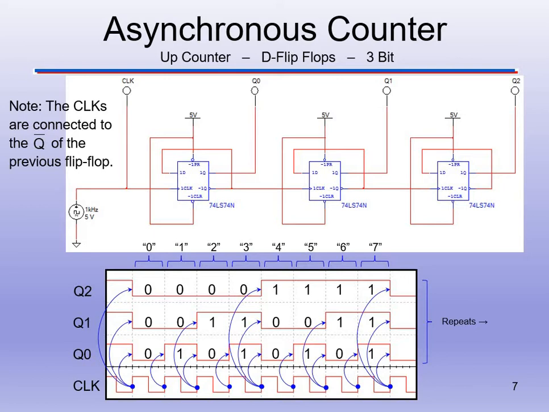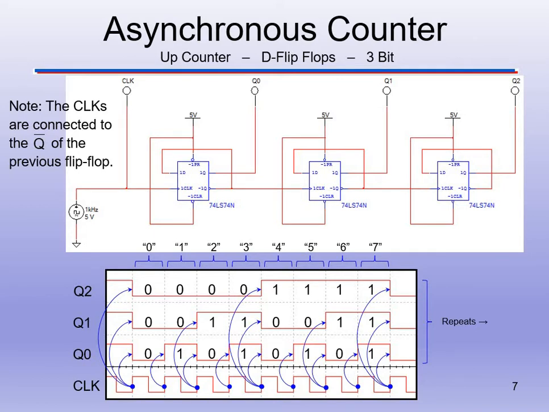If you look here at the clock signal at the bottom, everything's going to change on the rising edge of the clock. But we have three different signals. We have our LSB, our least significant bit, Q0, and we have our MSB, our most significant bit, which is Q2. So if we look at those, for each one the period is dividing by 2.